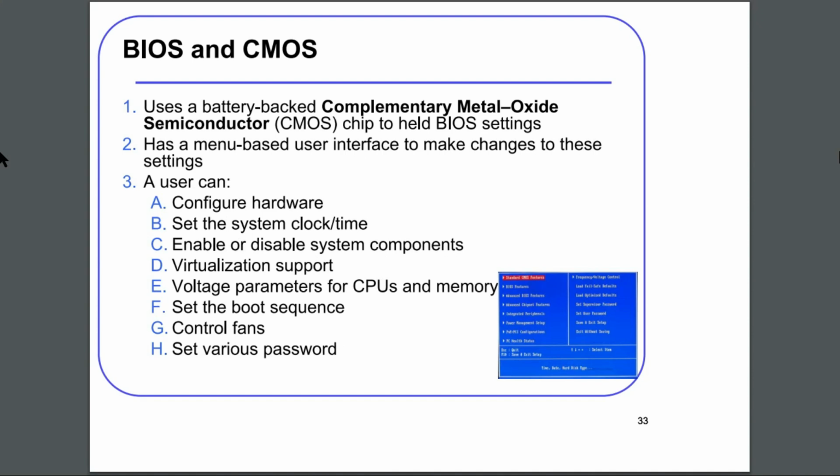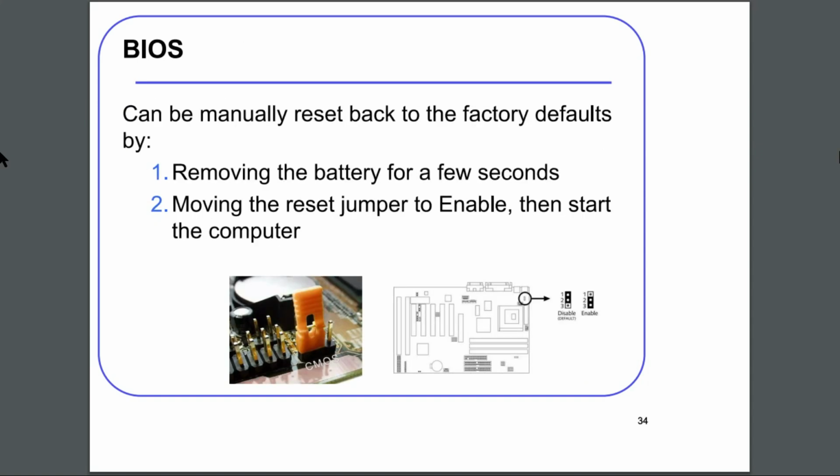What is the difference between the BIOS and CMOS? It uses a battery-powered complementary metal oxide semiconductor (CMOS) chip to hold BIOS settings. It has a menu-based user interface to make changes to the settings. The user can configure hardware using the BIOS and CMOS: set the system clock time, enable or disable system components, virtualization support, voltage parameters for CPUs and memory, set the boot sequence, control fans, and set various passwords. So let's move to the next slide.